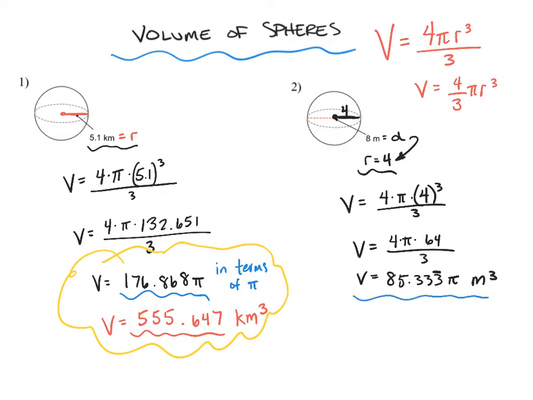That's a good answer. If I wanted to round it to the nearest thousandth, I would take that 85.333 repeating and multiply it by pi, using the pi button on my calculator, and I get 268.083. And that is meters cubed. Cool. So I have my answer in terms of pi underlined in blue, and my answer to the nearest thousandth in red. So both good answers.